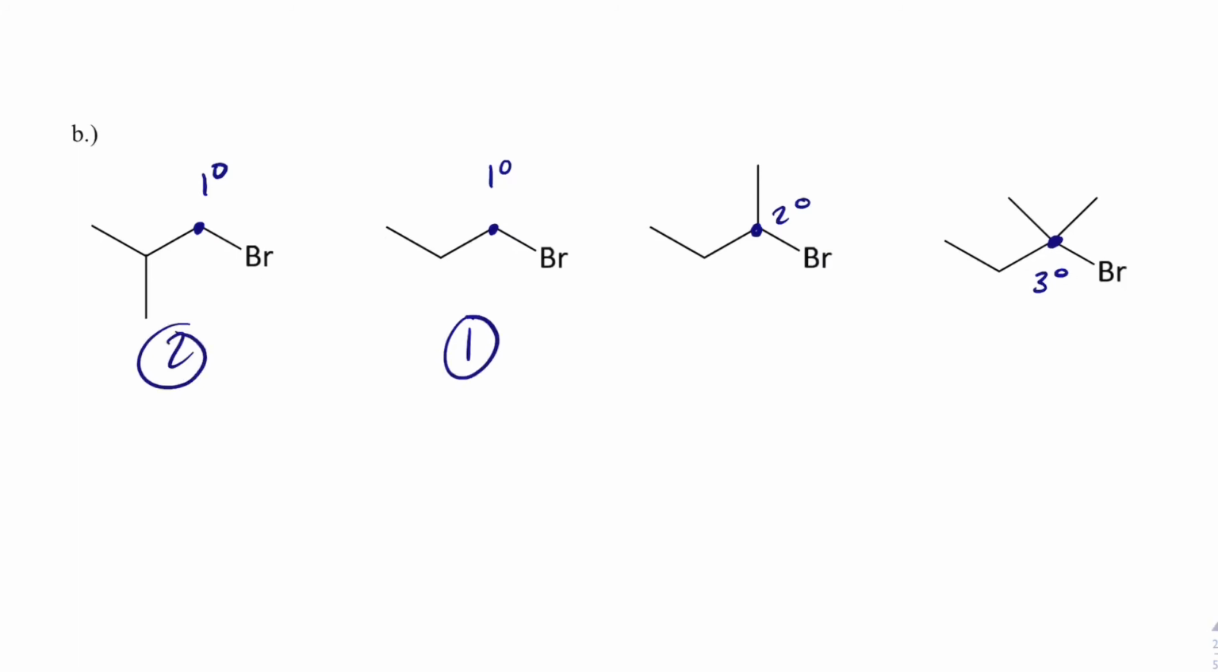This one occurs the second fastest. That extra methyl slows it down just barely, not really a huge amount. And then since this one's secondary, that'll be 3. And then this one, tertiary, does not react via SN2.